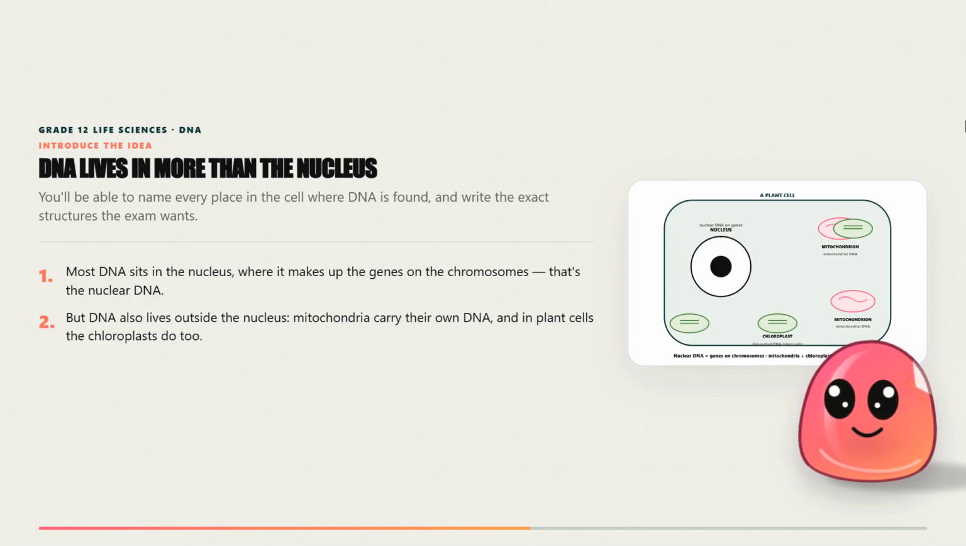This is a classic mark loser. If you write that DNA occurs only in the nucleus, you lose the mark. The exam wants the exact structures, mitochondrion and chloroplast. One more thing, ribosomes and vacuoles carry no DNA at all. So when you tick the structures, tick nucleus, mitochondrion and chloroplast, and leave the rest.